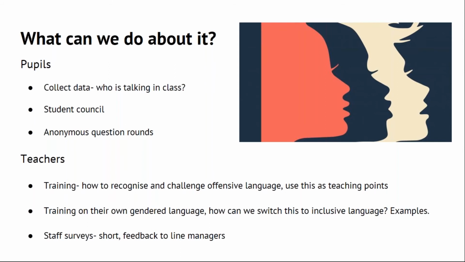So how can we, because staff surveys are really important, and we need to make sure that we're hearing from our staff. So making it really short, maybe tackling one issue at a time, and sending that out, and then finding ways to directly feedback that to their line managers, as quick a turnaround as possible. And this is definitely to do in conjunction with the head teacher or the senior leadership team.